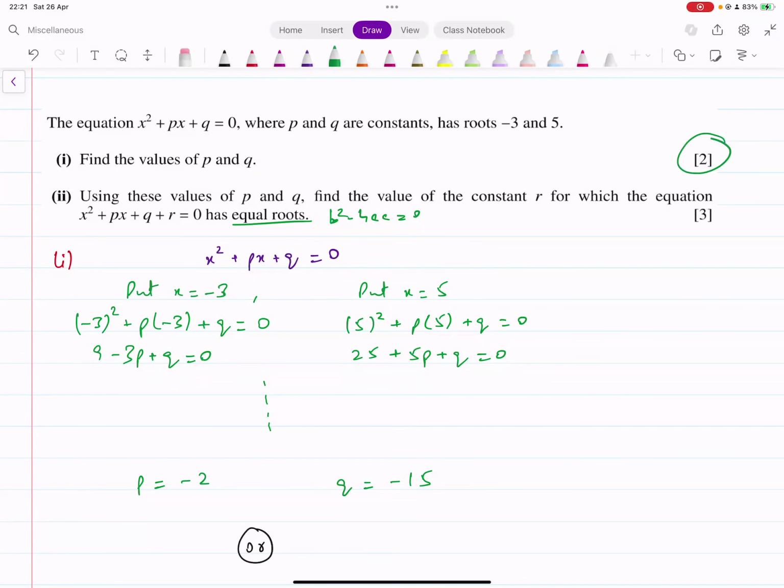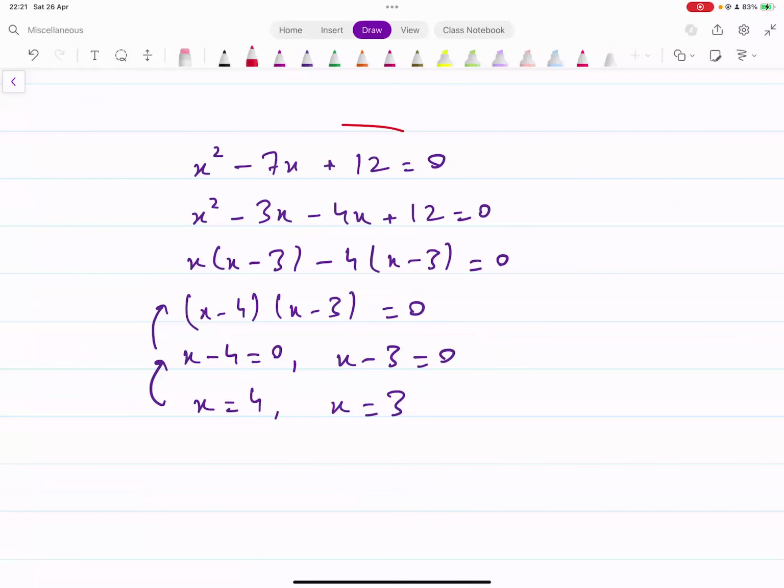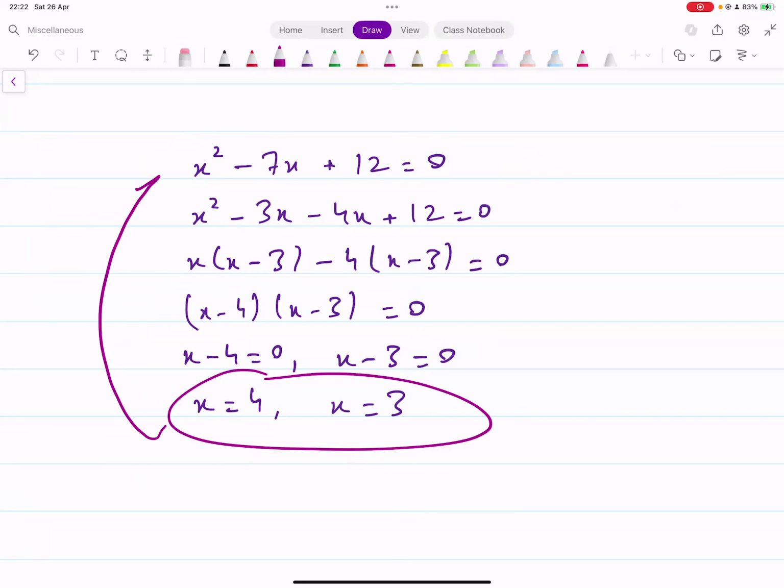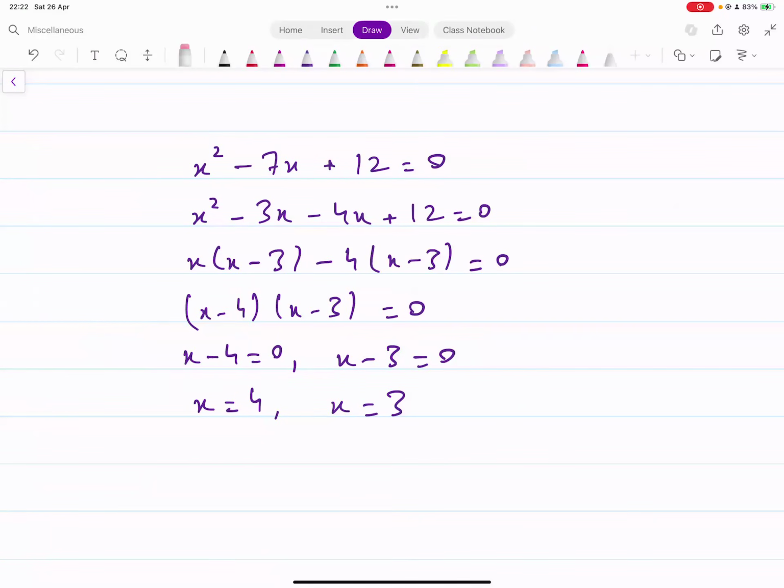You're given the solutions -3 and 5. Think about what happens when you solve a quadratic equation. If you have x squared minus 7x plus 12 equal to 0, when you solve it, you get a factorized form first, and then you say either x minus 4 is equal to 0 or x minus 3 is equal to 0, and then you get the solution x equals 4 and x equals 3. If you had the solutions given and you wanted to go back to the original equation, how would you do that? You can just go backwards in this direction.